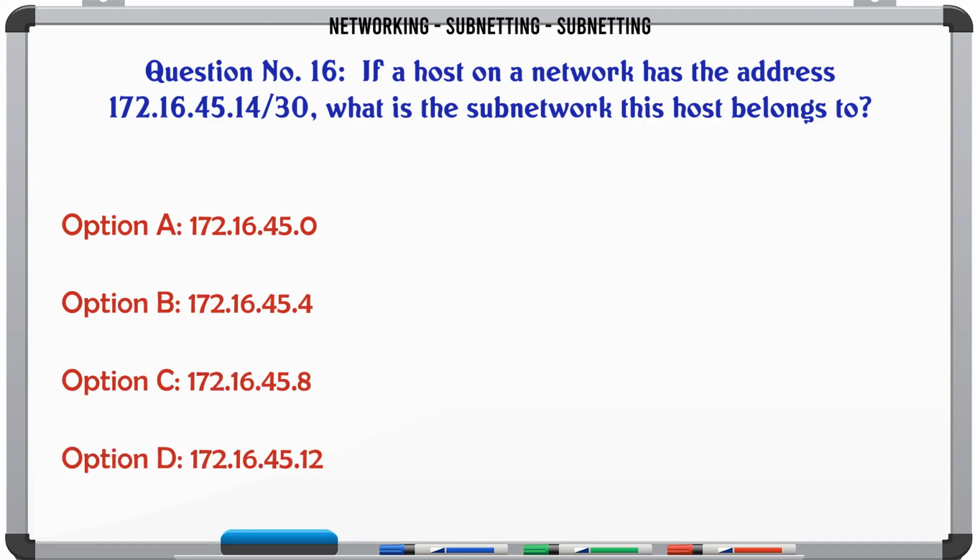If a host on a network has the address 172.16.45.14/30, what is the subnetwork this host belongs to? A. 172.16.45.0, B. 172.16.45.4, C. 172.16.45.8, D. 172.16.45.12. The correct answer is 172.16.45.12.